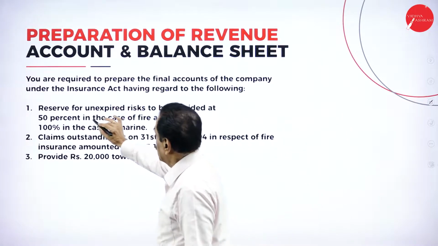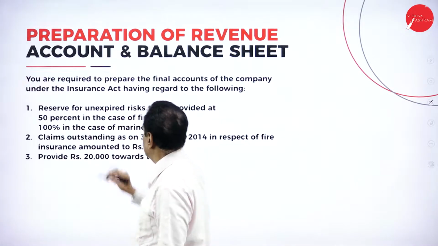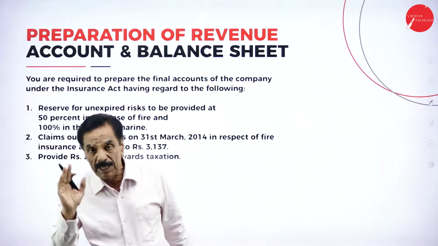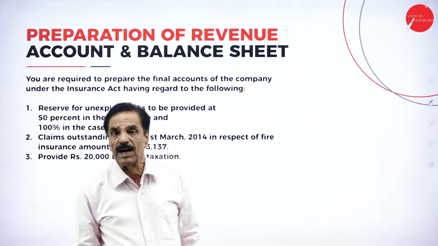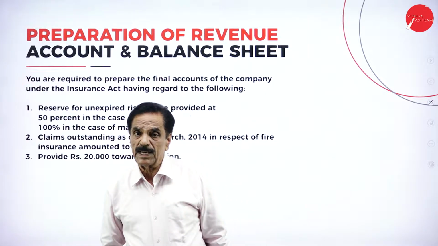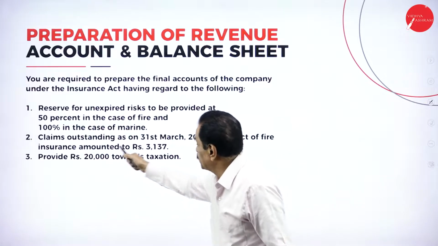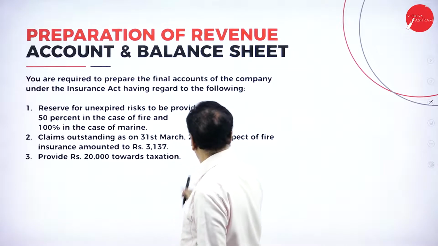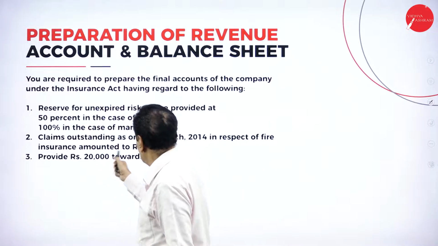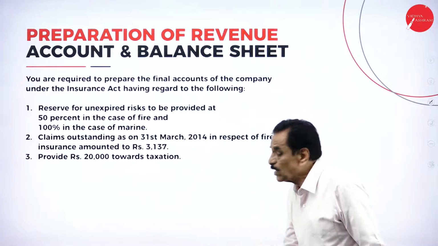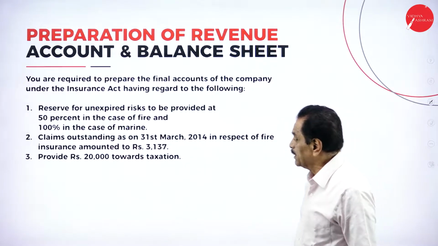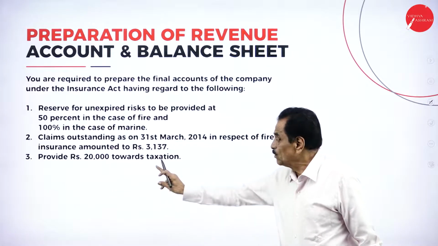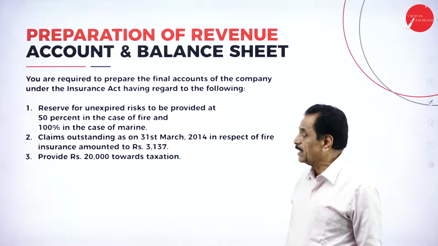Then adjustment: reserve for unexpired risk will be at 50% in case of fire, 100% in case of marine. You have to keep reserve for unexpired risk at 50% in case of fire of the net premium, 100% in case of marine. Claims outstanding on 31st March in respect of fire insurance amounting to rupees 3,137 should be added. Then it will come on the liability side of the balance sheet. Provide rupees 20,000 for taxation. So this should come in the profit and loss account as a taxation provision.